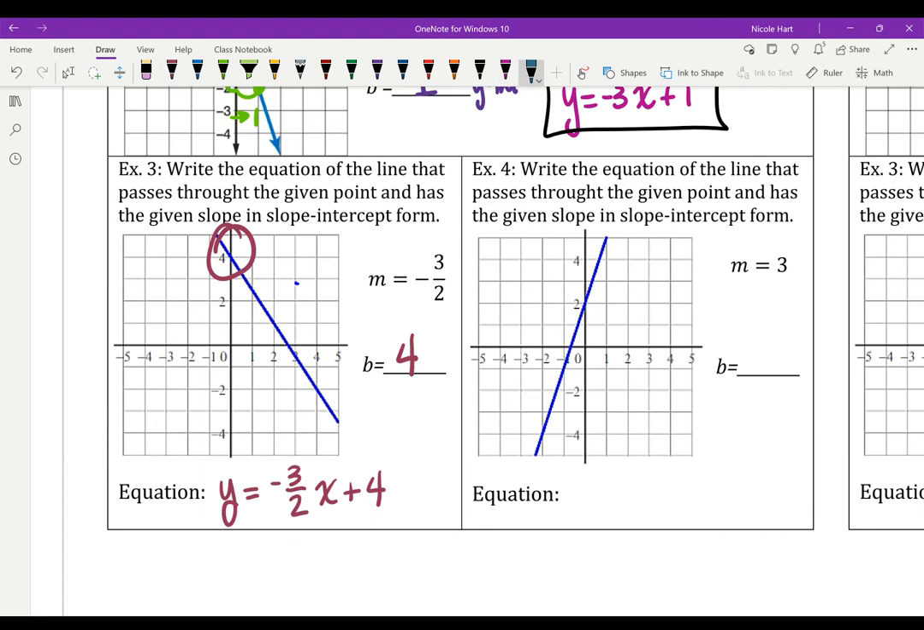And then example 4, we have a slope of 3. It tells us here a slope of 3. And we are going to find our y-intercept. Our y-intercept is here at 2. So our b is 2. So our equation is y equals 3x plus 2. And there we have it.